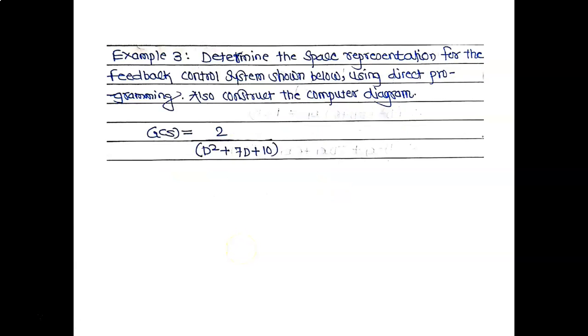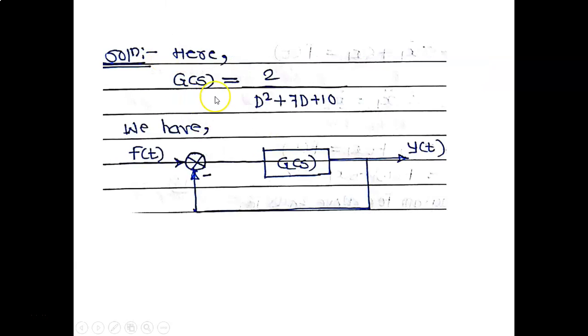Determine the state space representation for the feedback control system shown below using direct programming. Also construct the computer diagram. Now G(s) is equal to 2 divided by d square plus 7d plus 10. This is our equation. Solution. Here G(s) is equal to 2 divided by d square plus 7d plus 10.